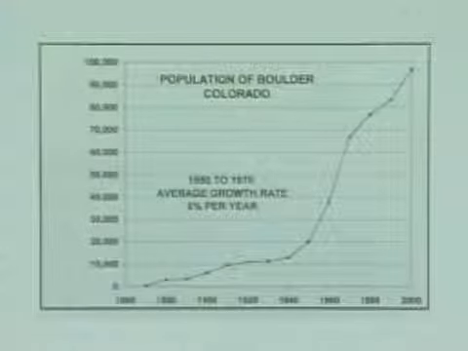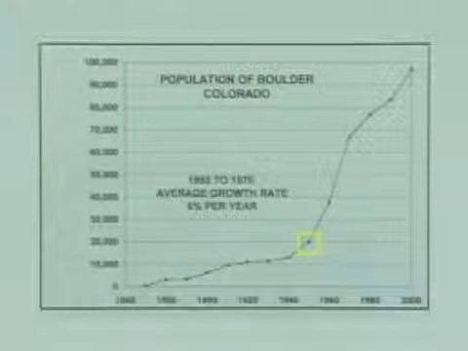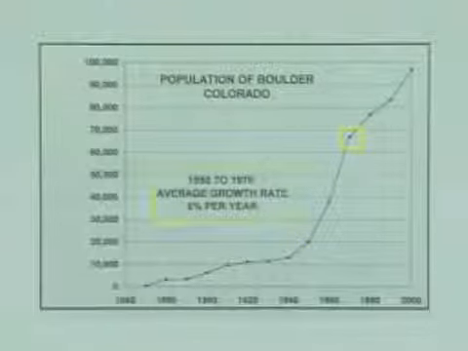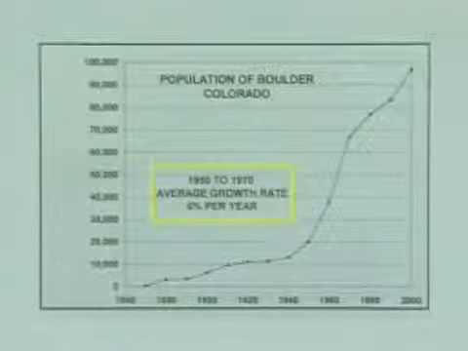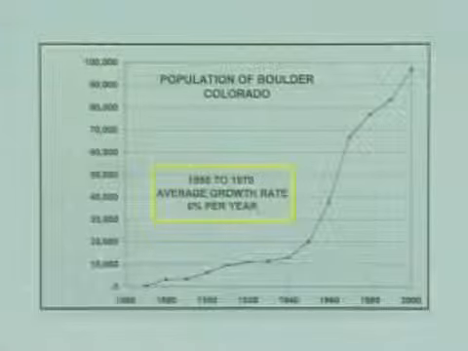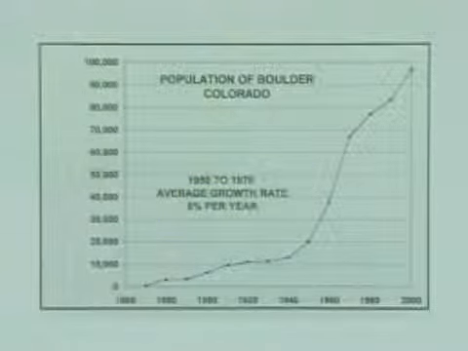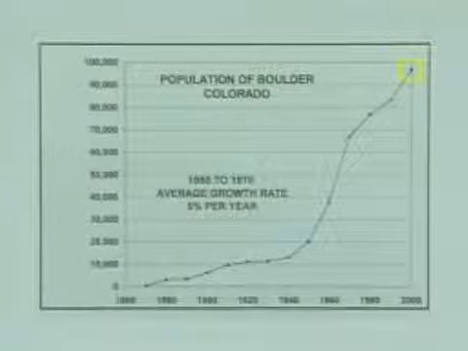So where do we start? Well, let's start in Boulder, Colorado. Here's a graph of Boulder's population. There's the 1950 U.S. Census figure, 1960, 1970. In that 20-year period, the average growth rate of Boulder's population was about 6% per year. Now, we've been able to slow the growth somewhat. There's the 2000 census figure.